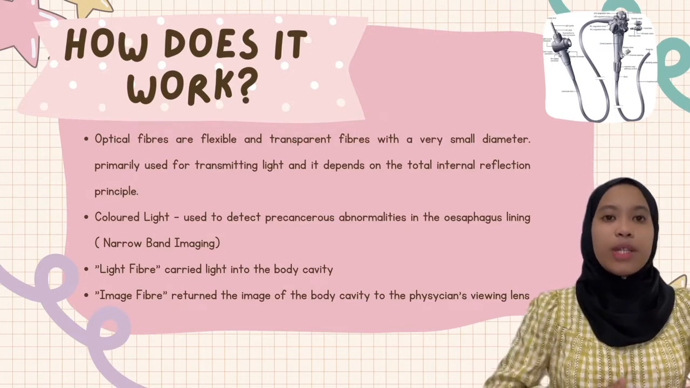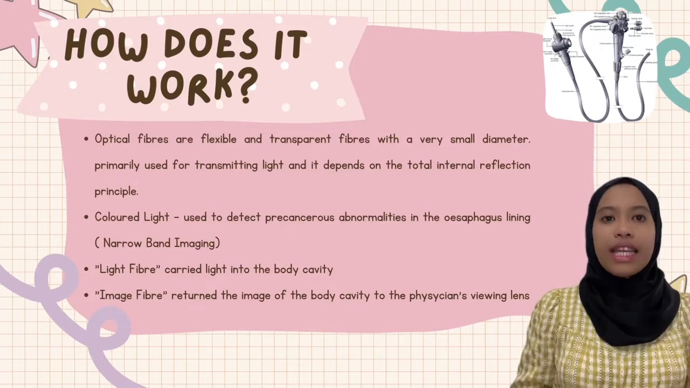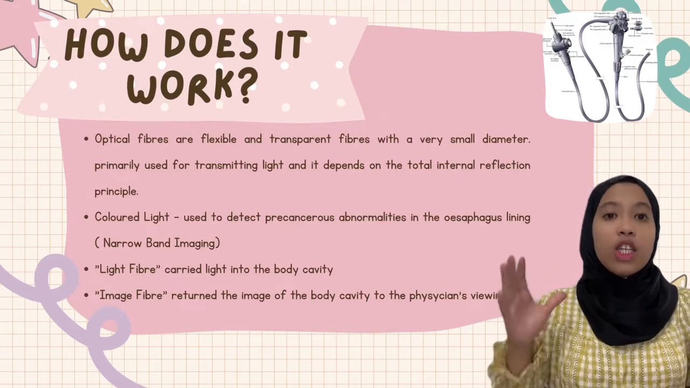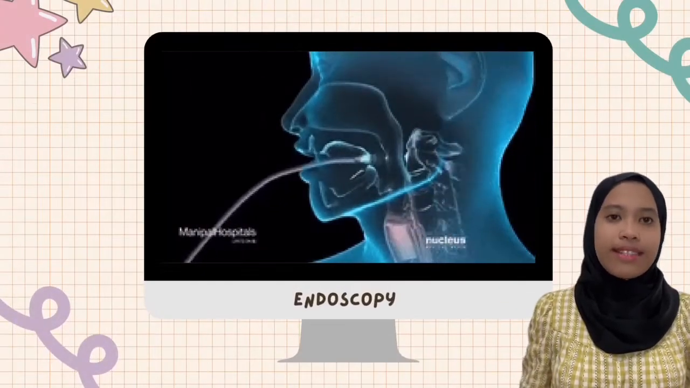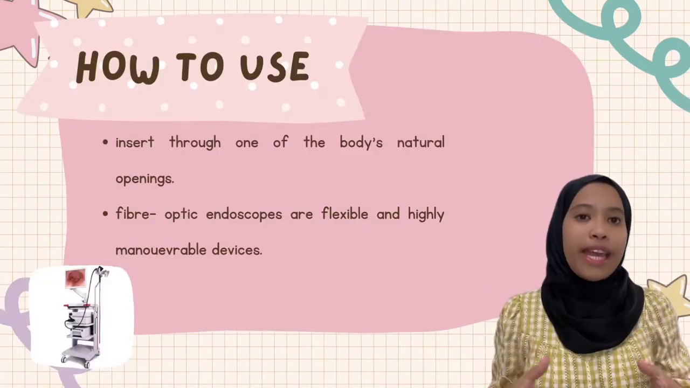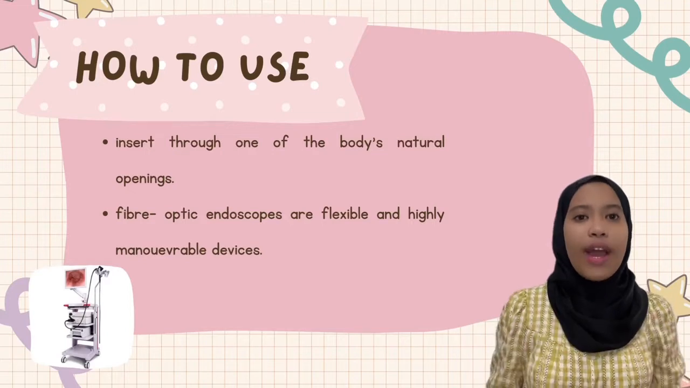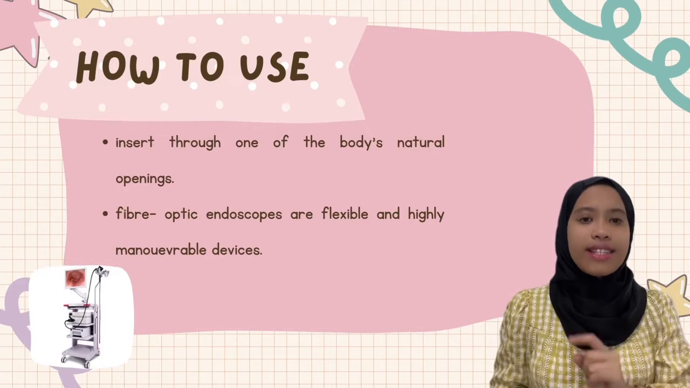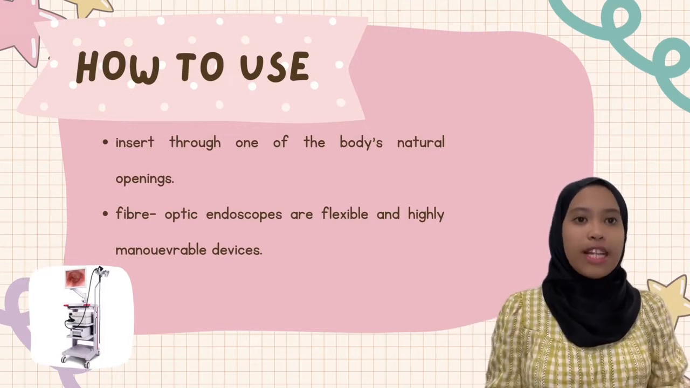Light is carried into the body cavity by a light fiber, and the image of the body cavity is returned to the physician's viewing lens by an image fiber. Usually, an endoscope is inserted through one of the body's natural openings, such as the mouth, urethra, anus, or esophagus. Fiber optic endoscopes are flexible, highly maneuverable devices that allow access to bodily channels that older, semi-rigid instruments cannot access at all or can only access with severe discomfort to the patient.